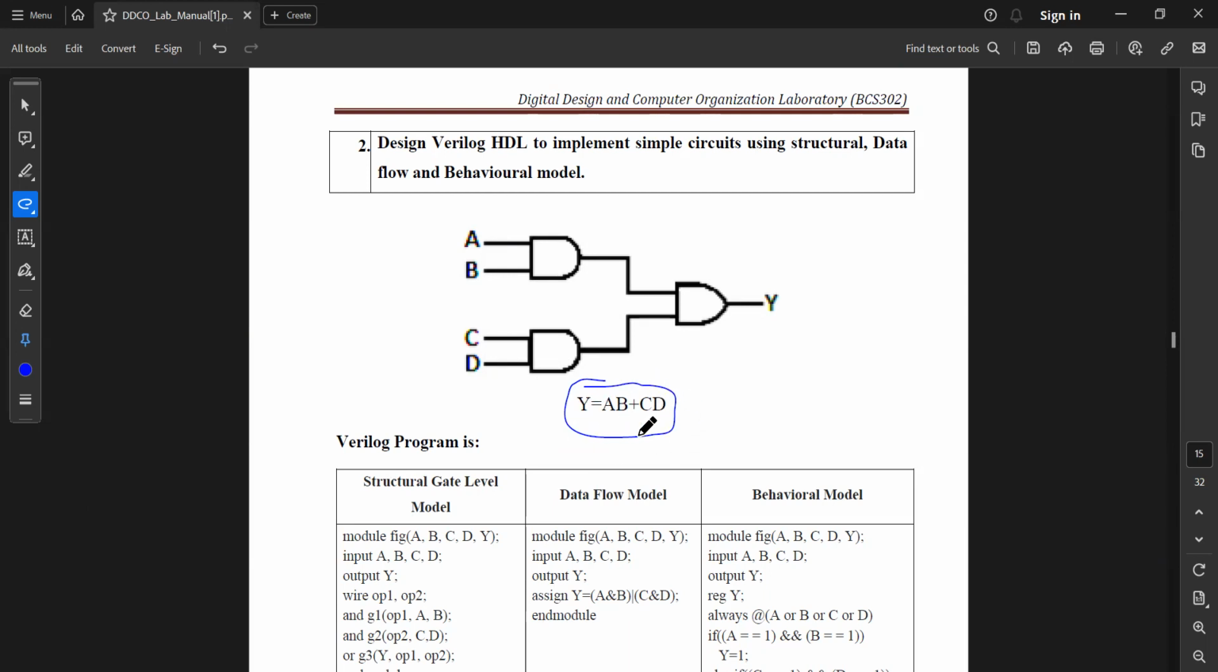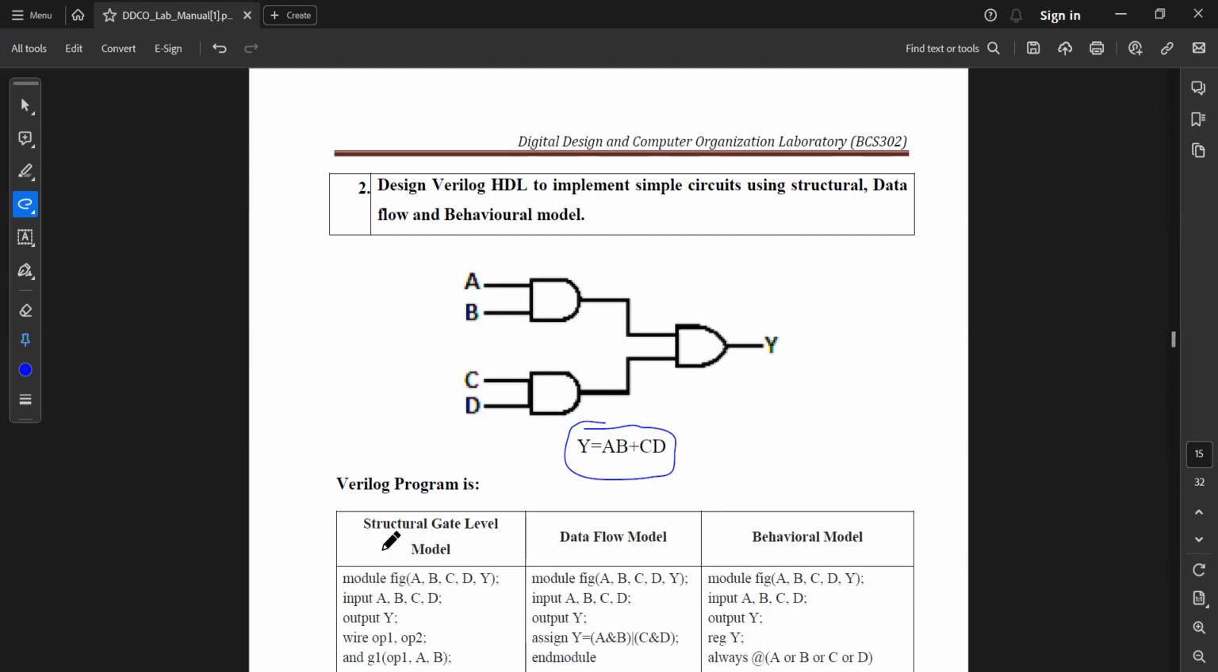Here, A, B, C, and D are the inputs, and Y is the output. The number of gates we would require for this is 3. There are two AND operations and one OR operation. We perform AND operation on A and B, and C and D, and then we add it. See, this is the circuit for it.